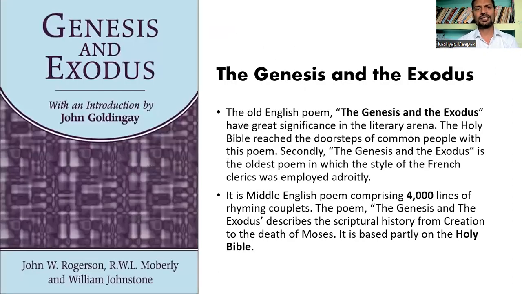And Genesis and Exodus. This Middle English poem has great significance in the literary arena. The Holy Bible reached the doorstep of common people with this poem. Secondly, it is the oldest poem in the style of the French clerics, which was employed admirably. It has 4,000 lines in rhyming couplets and describes scriptural history from creation to the death of Moses. It is based partly on the Holy Bible. This is what we have.